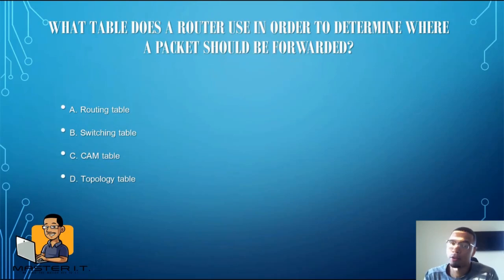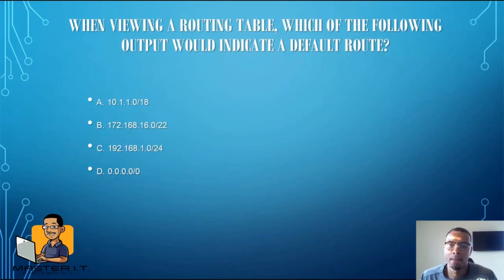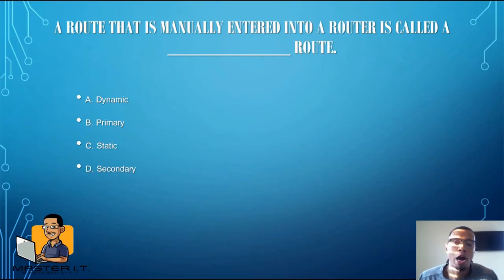What table does a router use in order to determine where a packet should be forwarded? Your best hypothesis on this one is going to get you the right answer. Easy, routing table. Good. When viewing a routing table, which of the following outputs would indicate a default route? Good, perfect. 0.0.0.0/0. A route that is manually entered into a router is called a blank route. What is that called? When you manually do something, what is that called? Perfect, a static route. If it happened automatically, it would be called a dynamic route.